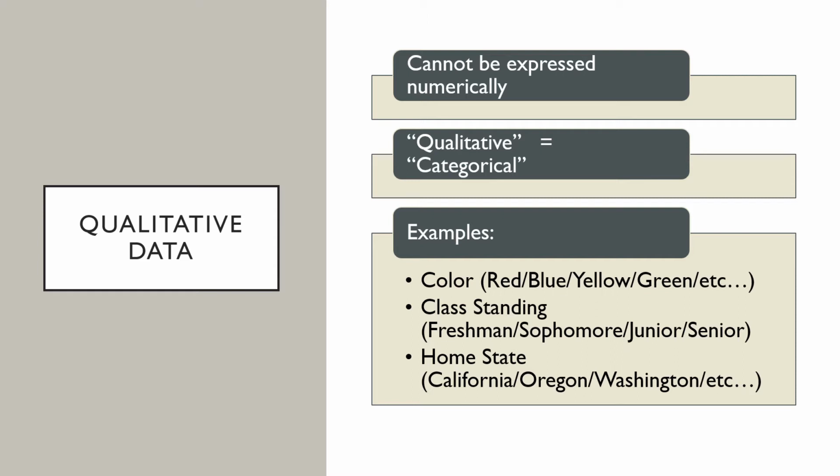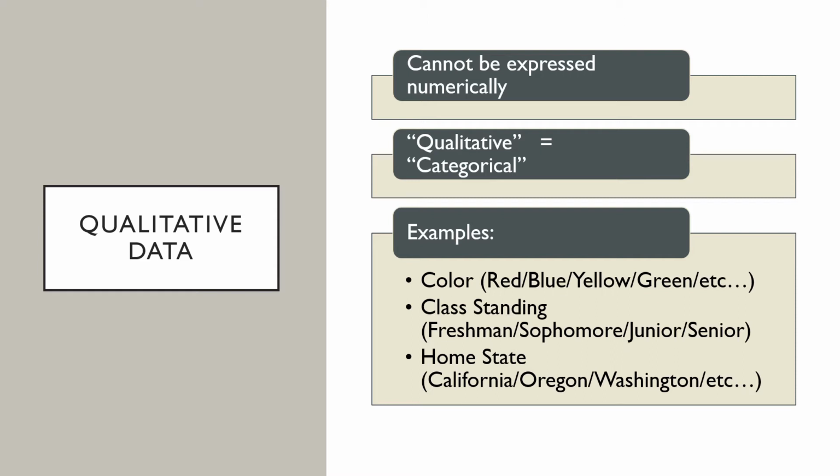Examples of qualitative data would be something like color. So colors, if somebody asks you your favorite color, you're not going to respond 7 or 11 or whatever. That wouldn't make any sense. You would say red, blue, green, right? You'd say some kind of category. Thus, this is categorical qualitative data. This is not numerically expressed.